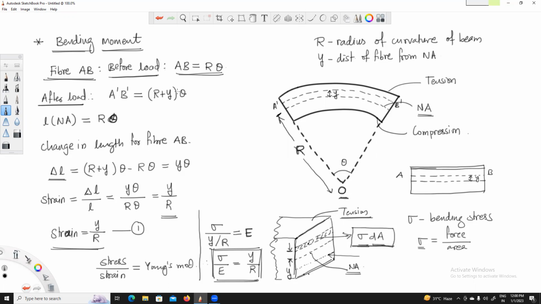So let me erase this particular diagram and let me write only for the bending moment now. Again, we have obtained the basic relations. What we have obtained: strain is y divided by R, and by the stress-strain ratio, stress sigma divided by strain y upon R is equal to Young's modulus denoted by E. So from that we have obtained sigma over E is equal to y divided by R.